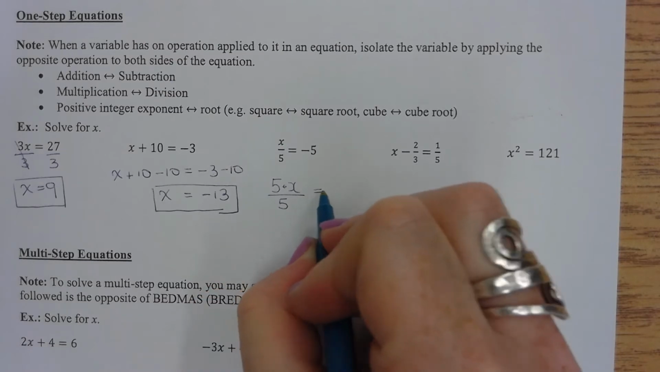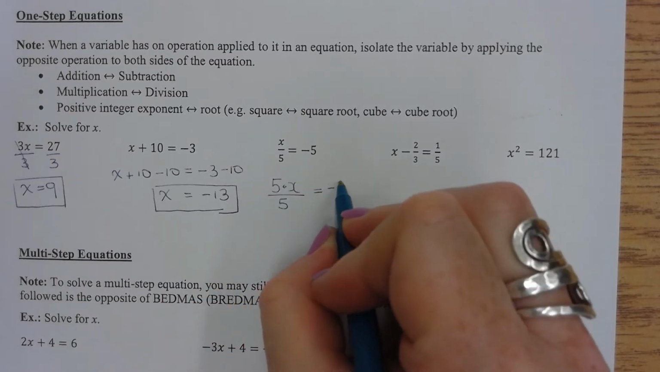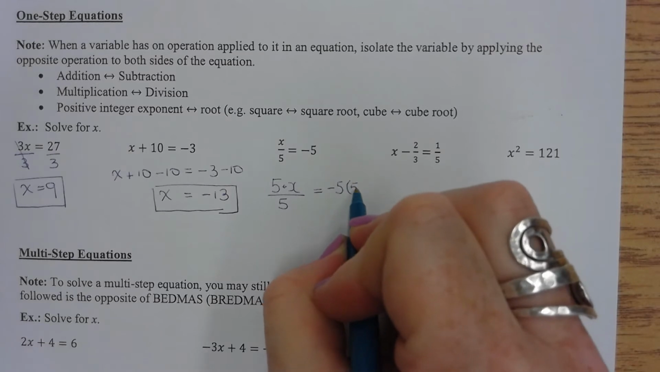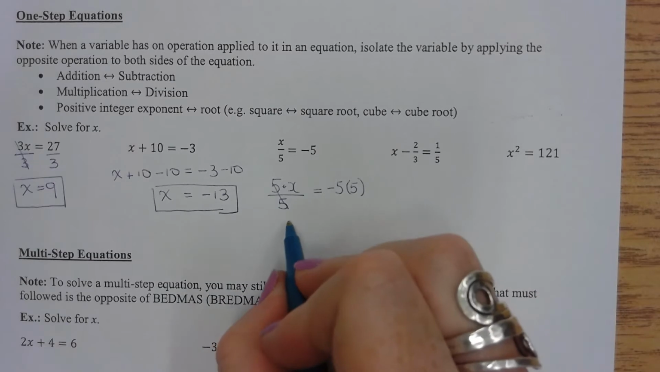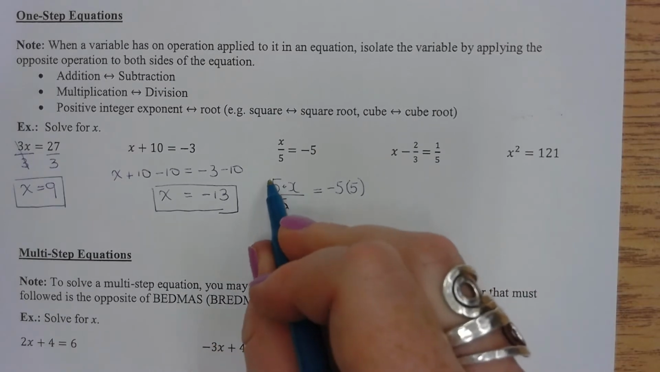And then because I've done it to this side, I need to do it to this side. So I'm going to do negative 5 times 5. All right. So again, these cancel. So now 5 divided by 5 is just 1. So I have 1x.